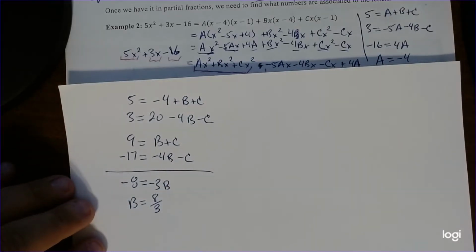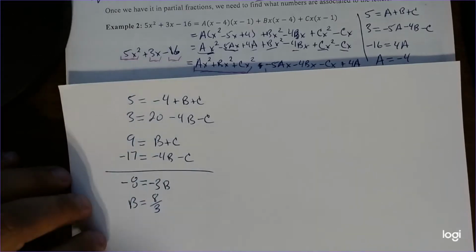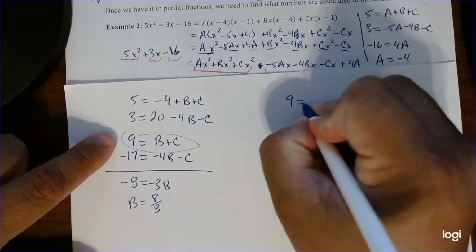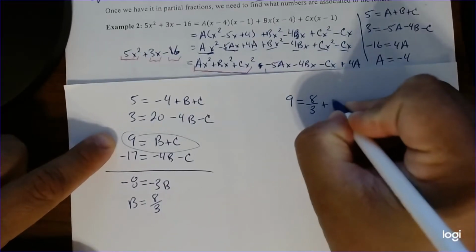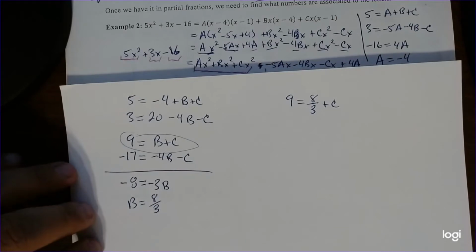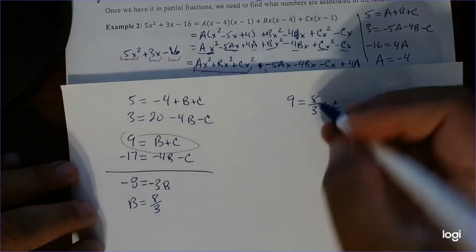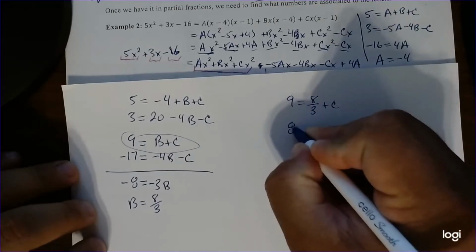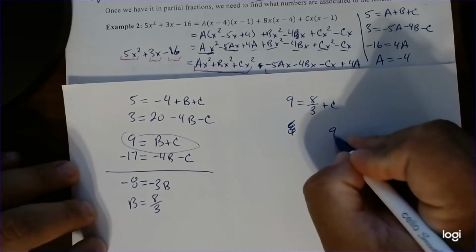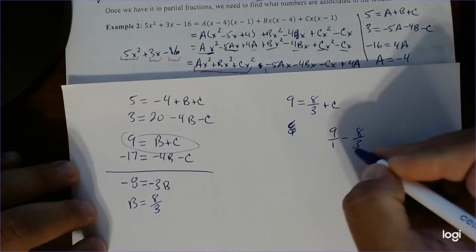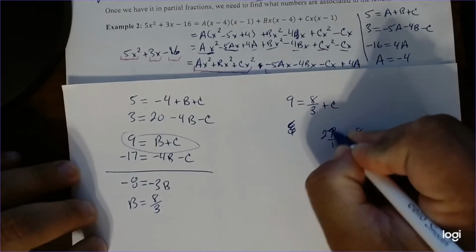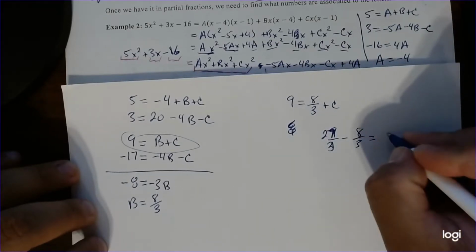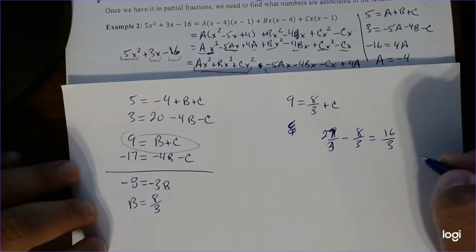And again, now we can solve for c, just going backwards. So we know, if you want to use this, for instance, 9 is equal to 8/3 plus c. Okay. And then subtracting it over, so this is going to be 9/1 minus 8/3, which is 27/3 minus 8/3. So that is 16/3, if I did my math correctly.